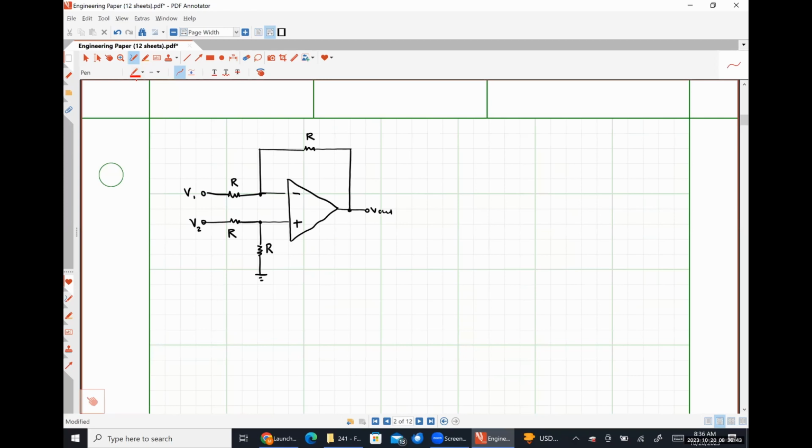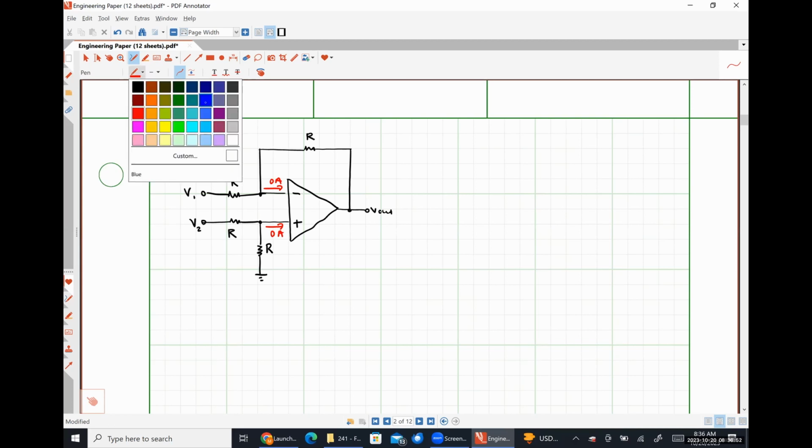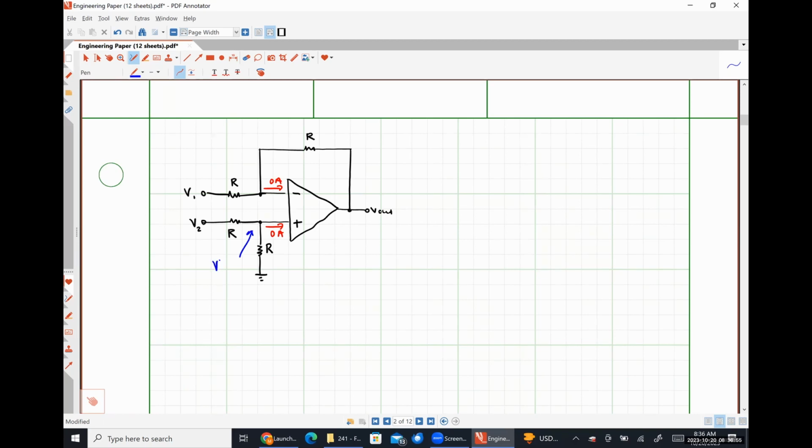So analyzing this, we have 0 amps here, 0 amps here. What is the voltage present at my non-inverting input terminal going to be? V2 over 2. Why is that, Ethan? Exactly right. So we are effectively biasing the non-inverting input terminal with a simple voltage divider circuit here, right?